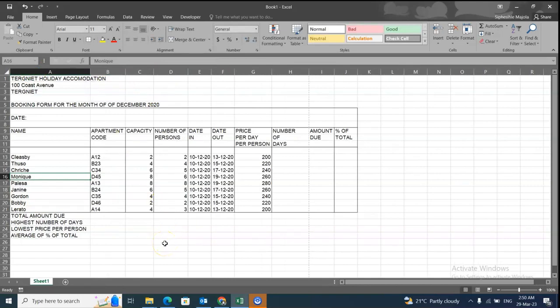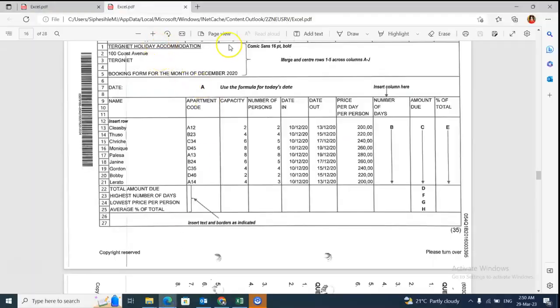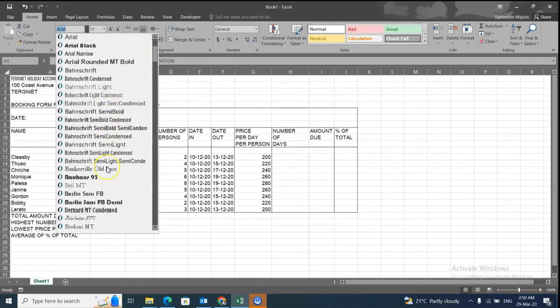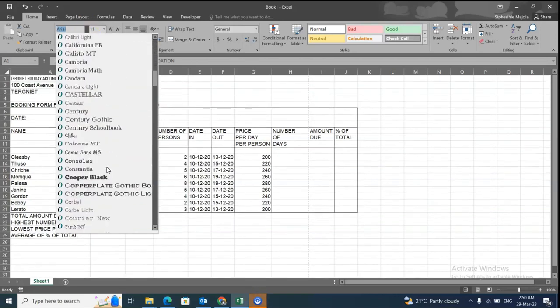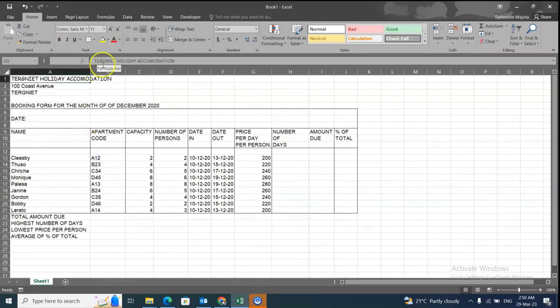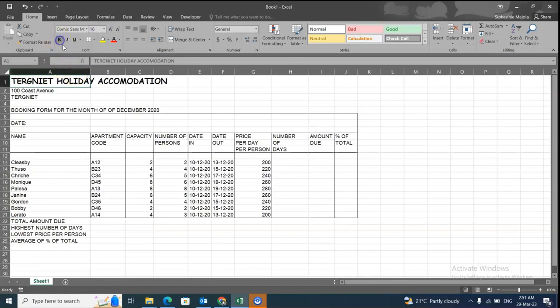Okay, and they want us to have this here in Comic Sans 16 point bold. So I'm going to select this, and I'm going to look for the font Comic Sans. My fonts are alphabetically arranged, so they'll go from A to Z, and then it needs to be size 16, and then it needs to be made bold.